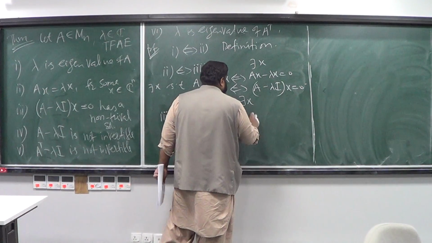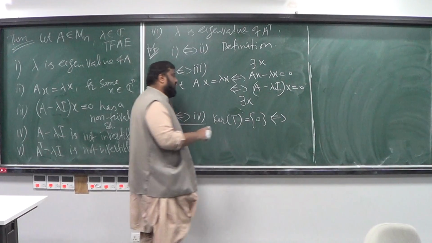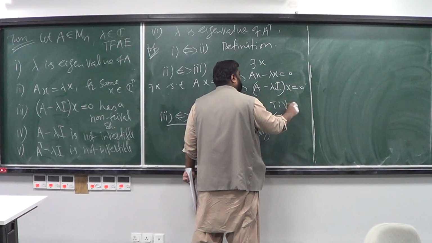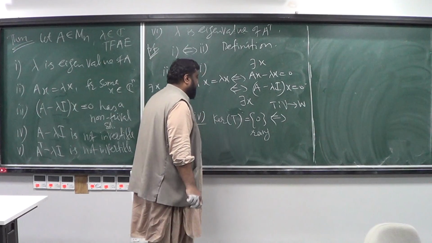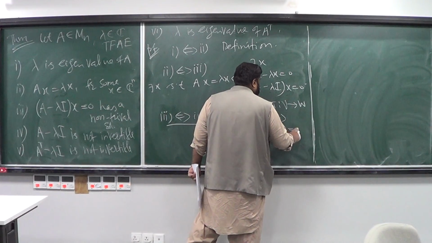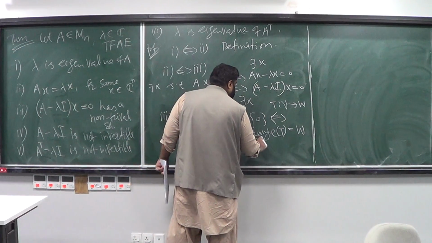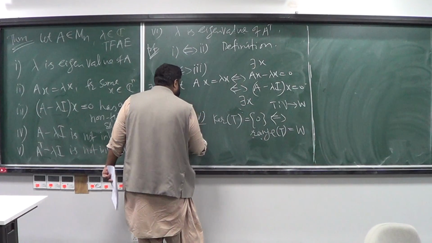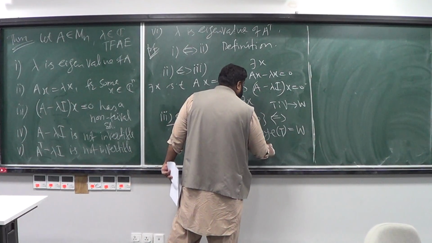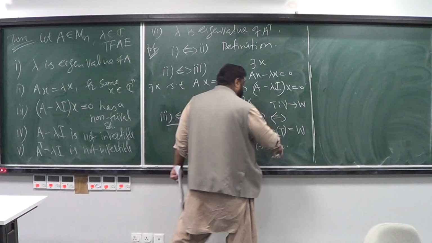So we know that if T is a linear transformation from a finite dimensional space V to W, then the kernel of T is trivial if and only if T is 1-1, if and only if the range of T equals the entire space W, that is T is onto, or T is 1-1 if and only if T is invertible.